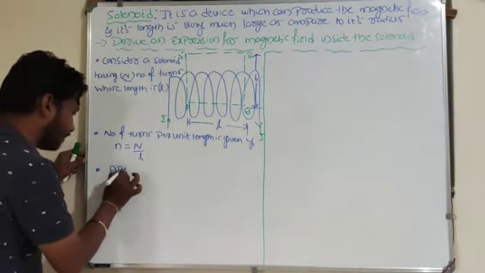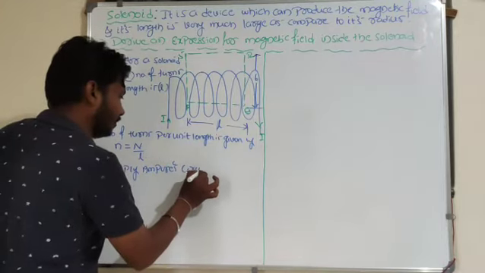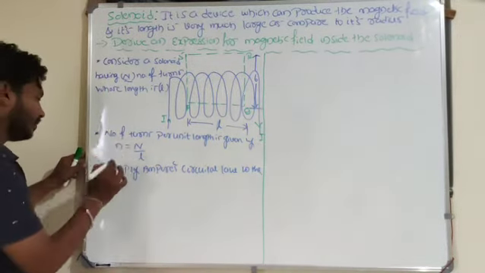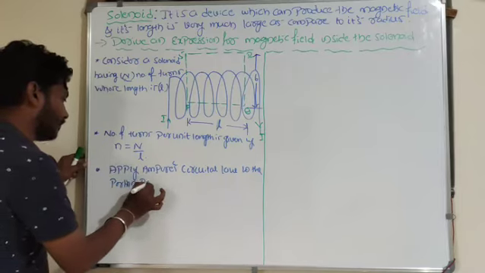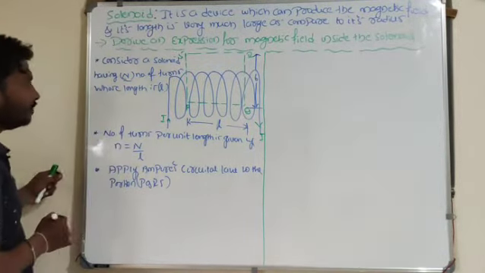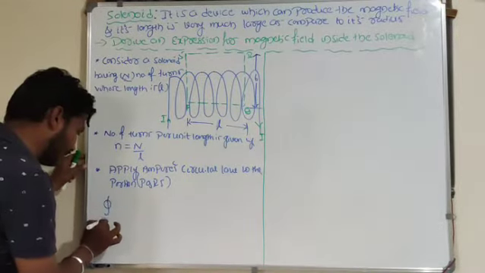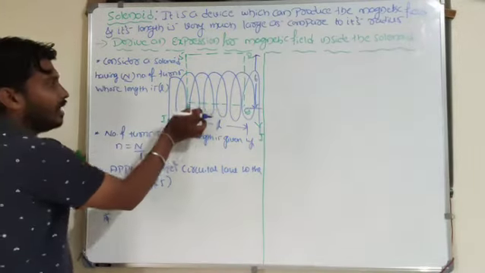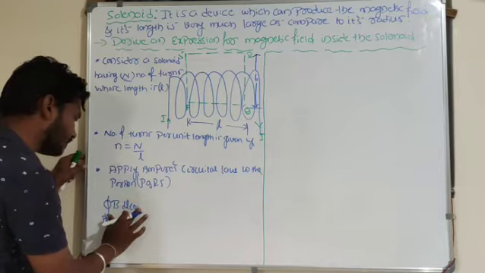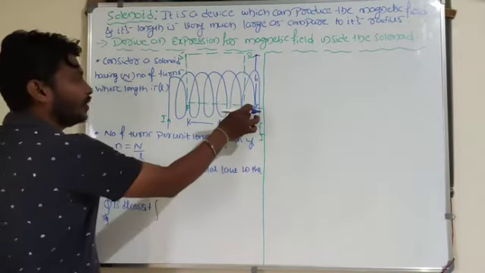Apply Ampere's circuital law to the portion PQRS. First, from P to Q, I will apply Ampere's circuital law to the portion PQ: the integral of B dl cos theta 1, for example. Similarly, P to Q is over.